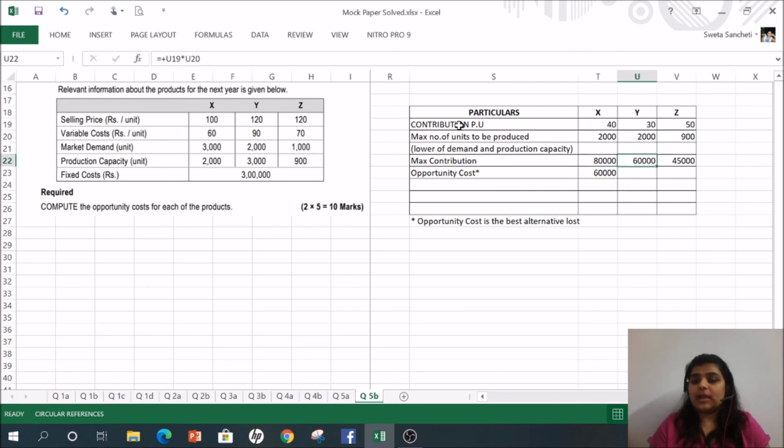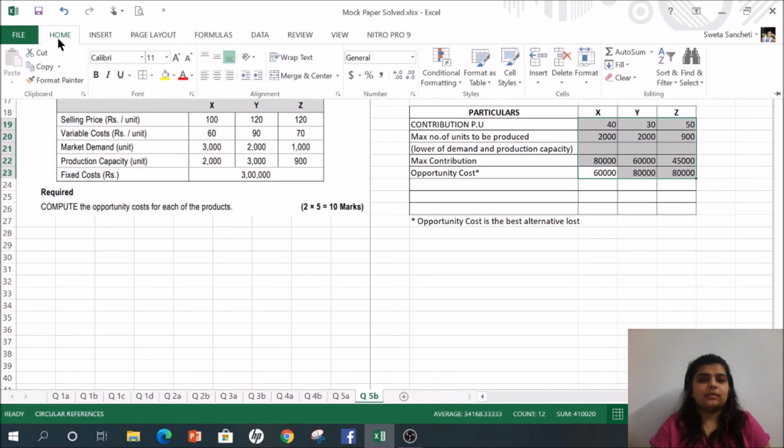If I produce Y, I will be losing on opportunity to earn 80,000 and 45,000. Which is the best alternative? 80,000. So 80,000. Here also 80,000. So this is the opportunity cost. This is the simplest question. So with this, you will easily get 5 marks, which is good for us, right?